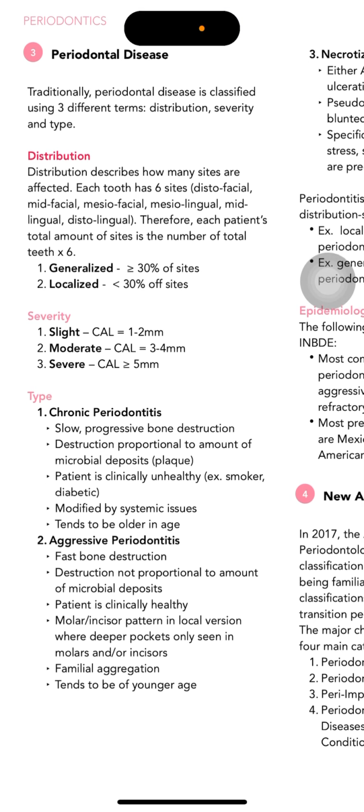Severity. Slight CAL, clinical attachment loss, is 1-2 mm. Moderate CAL is 3-4 mm. Severe CAL is 5 mm or more.